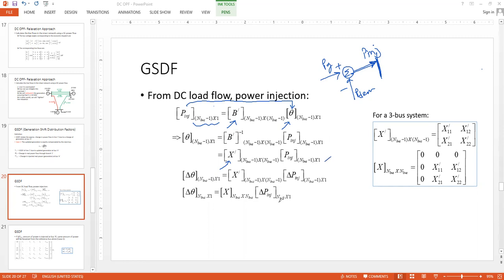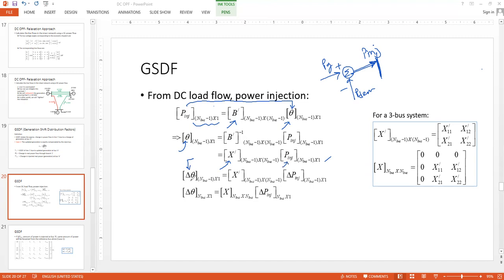And then, I think this is a repetition of the same line. Oh, no, sorry. So here we have: these were the actual theta variables, this was the X prime or X bar matrix originating from the inversion of the B prime matrix, and this was the actual P injection, the actual value.